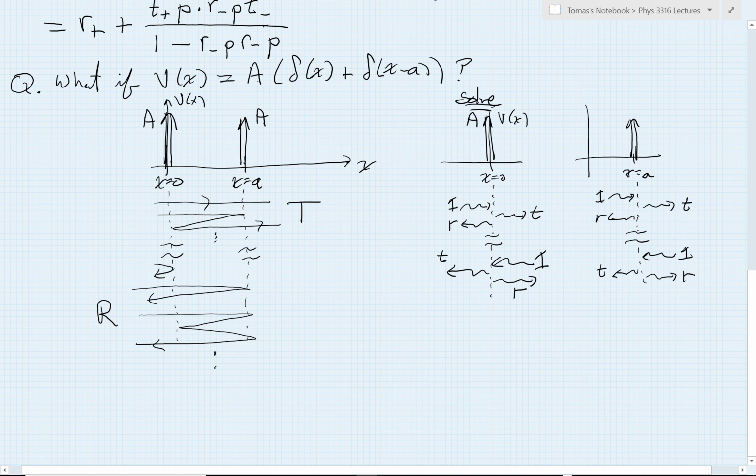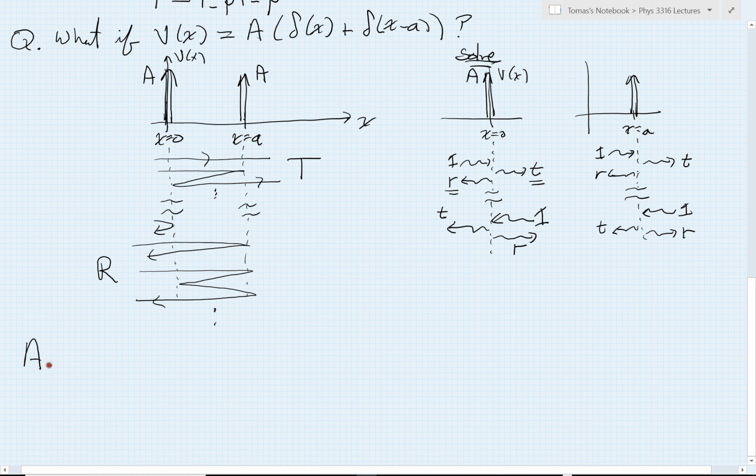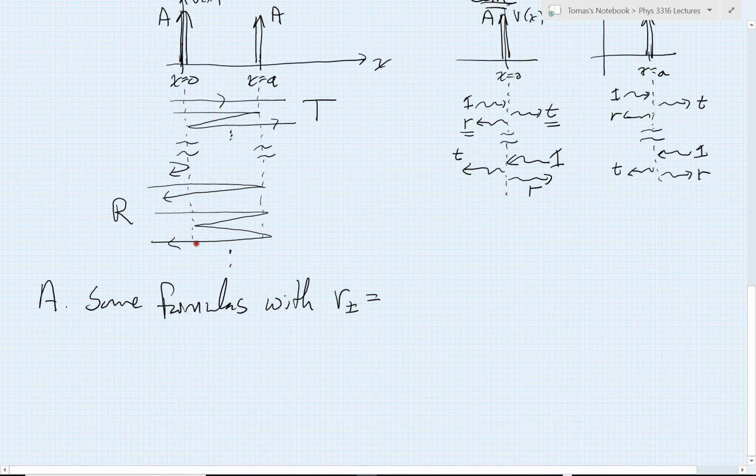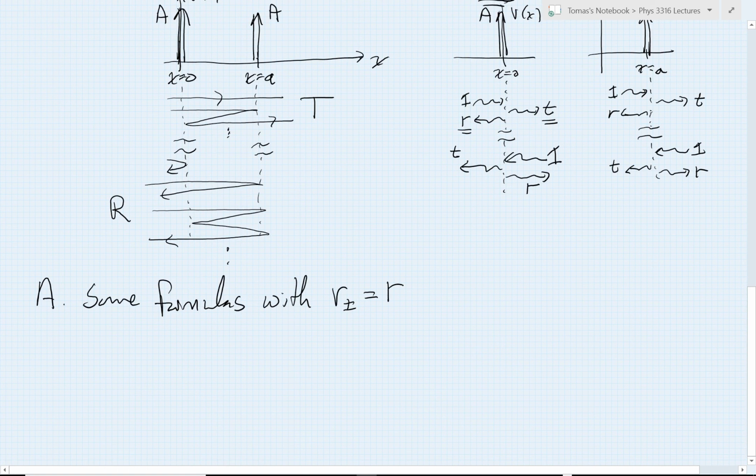So I just have really two coefficients for which I have to solve, r and t, and then I can apply the formulas up above. So the answer to this would be just the same formulas with then this r plus or minus that we had in the preceding formulas, now the pluses and minuses are all really the same. We could just call those the new r that we get from solving the single delta function potential. And then once we have these coefficients, we can get the final results.